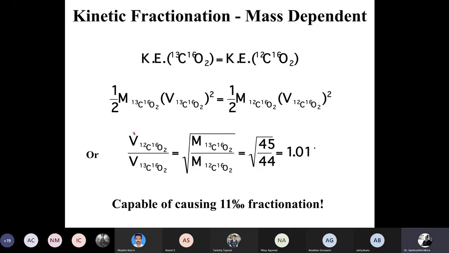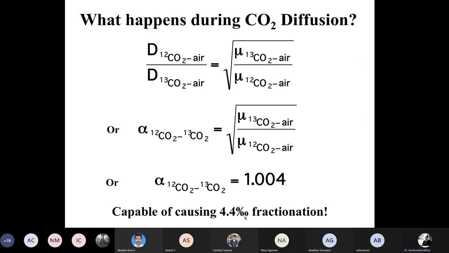comparing 12CO2 versus 13CO2, 12CO2 has a much higher velocity than 13CO2. So simple diffusion processes can impart a fractionation of around 11 per mil if allowed to go to completion. What we observe in the atmosphere is that a fractionation factor of around 1.004 for 12C versus 13C causes a fractionation of around 4 per mil during the diffusion from the atmosphere through the stomata.